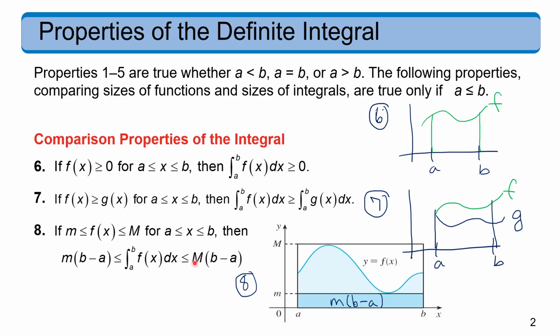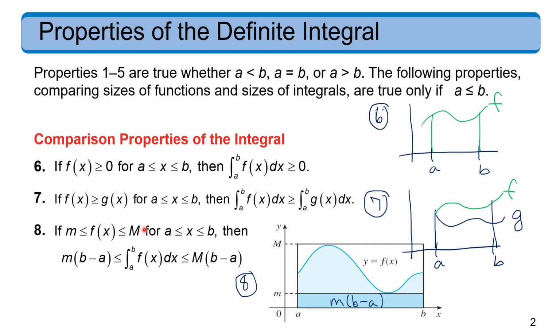Now let's look at this expression on the right. Product of two things. Capital M is this height. b minus a is the length of the x interval. So the product of those things is the area of this huge rectangle here all the way down to the x-axis. And so this inequality is saying that the integral of f, which is the area below the curve f, is less than or equal to the area of this big rectangle. And it's very clear from the picture that the area under the curve would be less than the area of this big rectangle. So this property 8 gives us a way to find a bound on the integral of f.